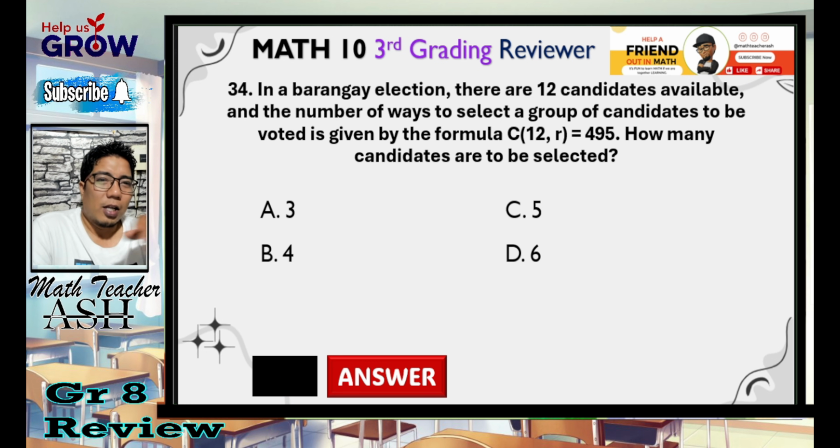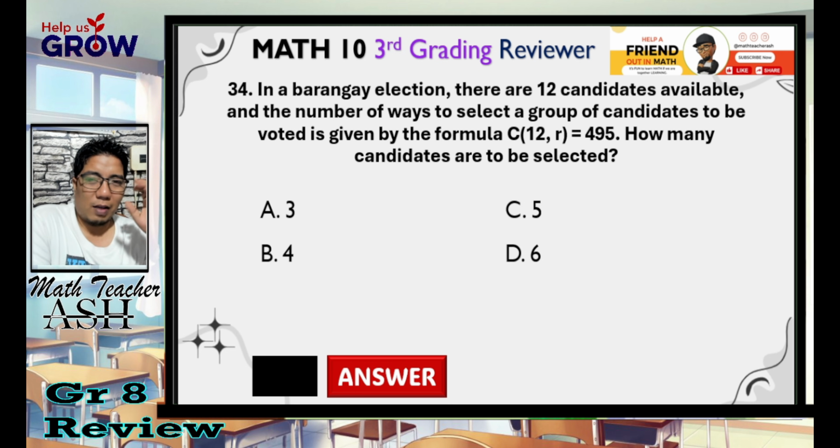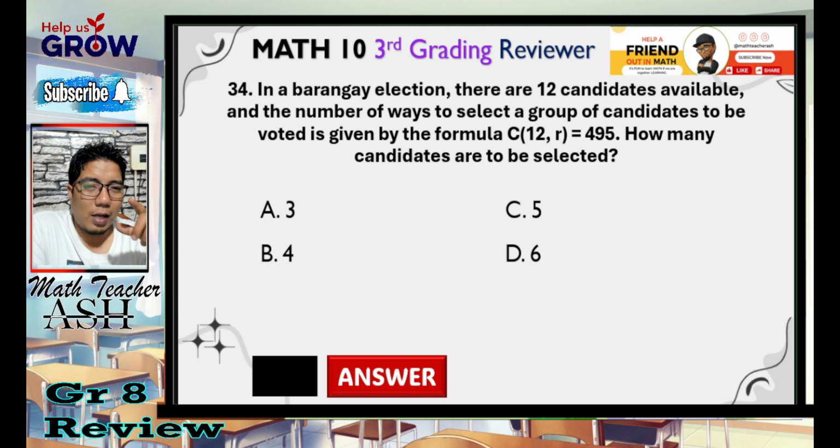Alright, my dear math learners. From this formula, you can just consider the solution 12 factorial over 12 minus r factorial times r factorial, which is equal to 495. So if that would be the case, the safest way is to trial all of them. I think the most reliable answer for 495 would be 4, because 12 times 11 times 10 times 9 divided by 4 times 3 times 2 times 1, I think that is 495. Let's check whether we are correct.